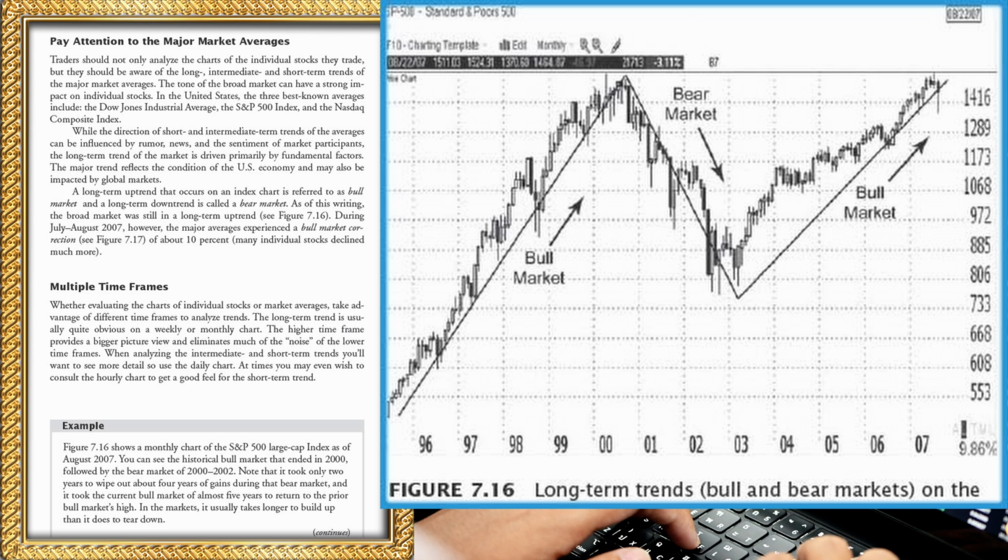Note that it took only 2 years to wipe out about 4 years of gains during that bear market, and it took the current bull market of almost 5 years to return to the prior bull market's high. In the markets, it usually takes longer to build up than it does to tear down.